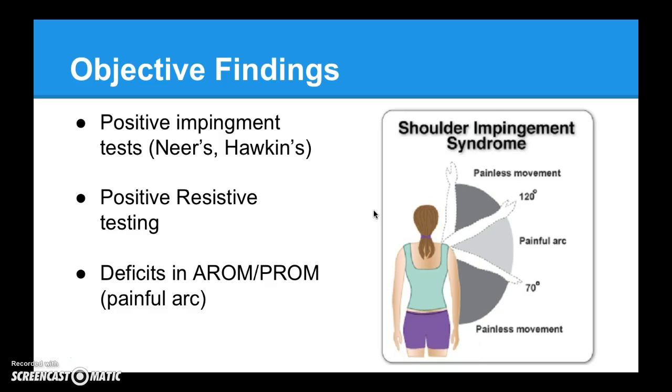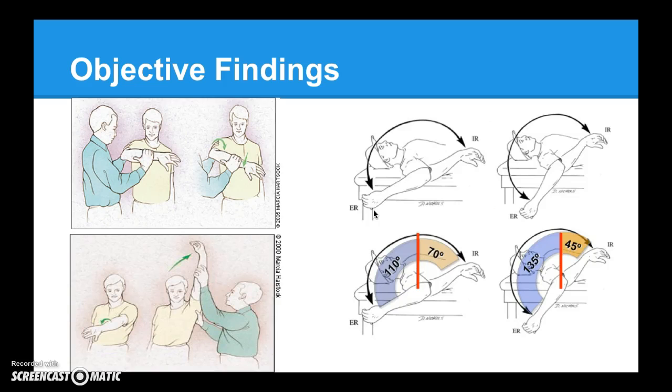Pictured on this slide is the painful arc, which is described as a patient's symptoms becoming markedly worse between 70 and 120 degrees of shoulder abduction, suggesting possible rotator cuff damage. Pictured on this slide are a few tests used for impingement and range of motion.